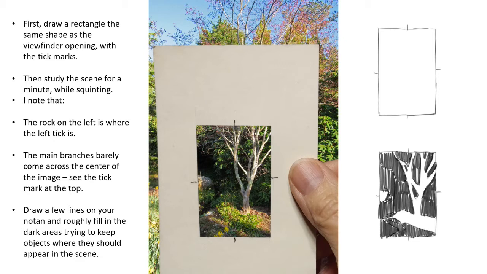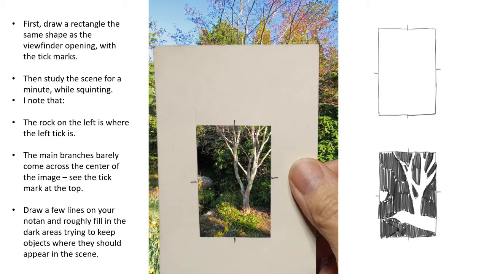So you can see up here on the right, first draw a rectangle the same shape as the viewfinder opening. So you can just sort of pretend this is your viewfinder and put those tick marks in there. Then study the scene. Have a good look at it. There's a rock, some shadows, some branches, tree trunk, and look at where the objects are in relation to those little tick marks on the side. So the rock on the left is where the left tick mark is. The main branches really barely come across the center.